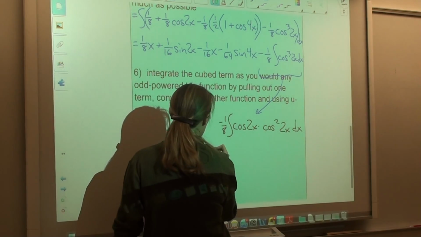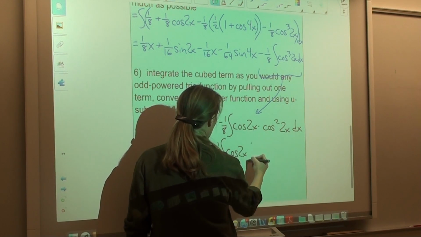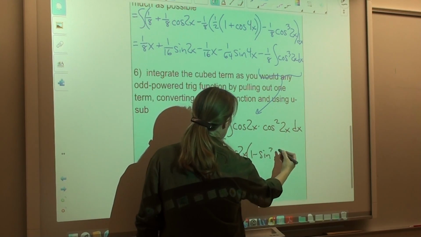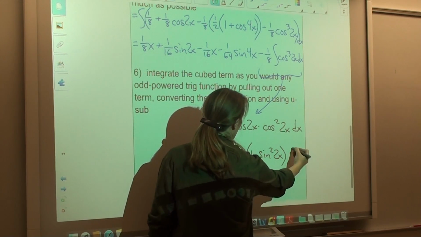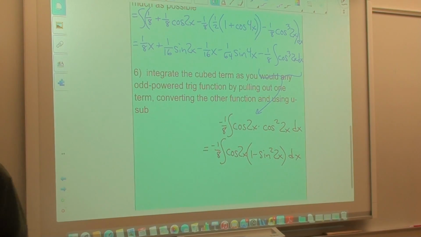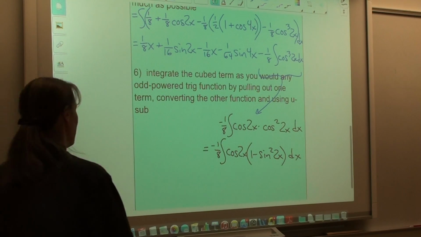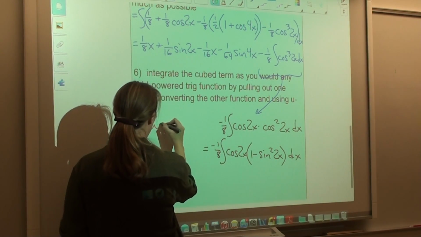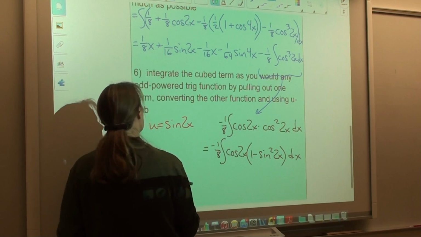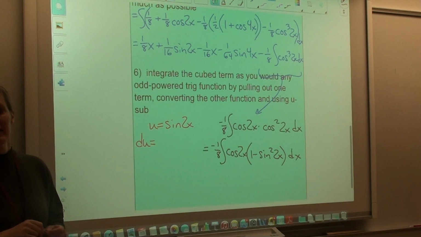Yes. So now, we've got a 1 minus sine squared 2x. All right, Kate, how are you? Good. Good. So, what do I do next? Make u sine 2x. Beautiful. So, I let my u equal sine 2x. So my du, Noah Durrani, is 1/2.